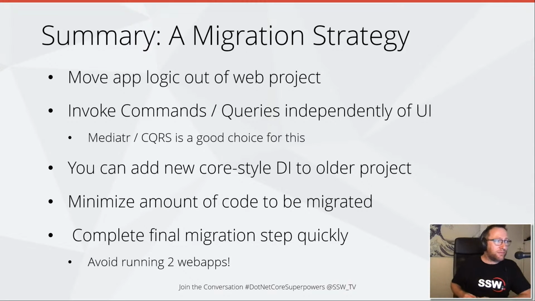So the summary here is move app logic out of a web project. Make it so you can invoke commands and queries independently of UI. The operation to get the weather should be the same whether or not you invoked it from an HTTP call, whether you had a console app that wanted to do it, or whether you had a SignalR or a gRPC request. And once again, MediatR with CQRS is a great choice for this. Something else to point out is you can start writing code that looks like .NET Core code, that's using the libraries you use in .NET Core code, on top of full framework, because those libraries support .NET Standard.